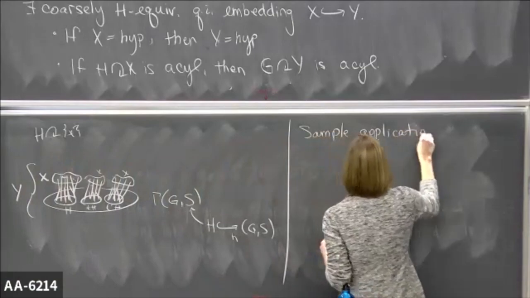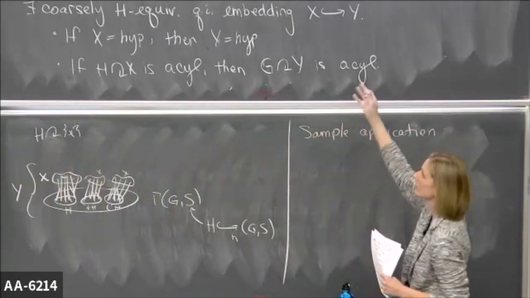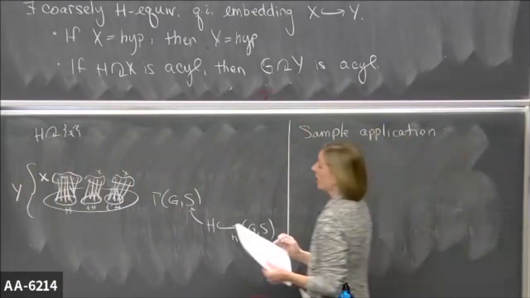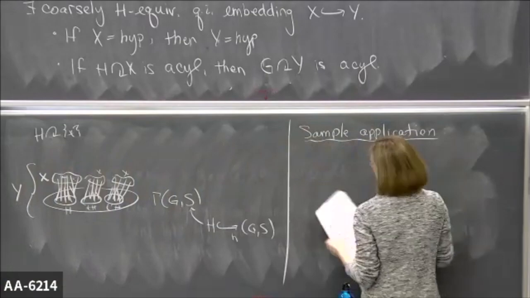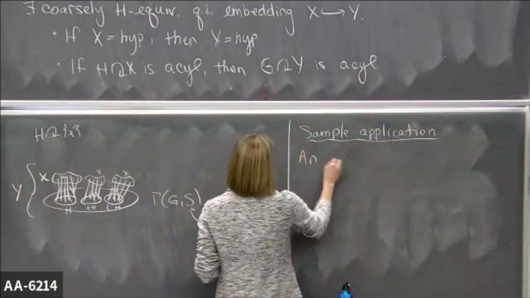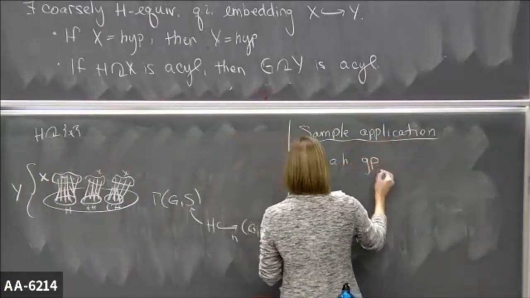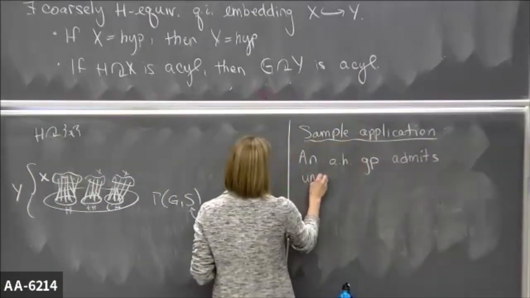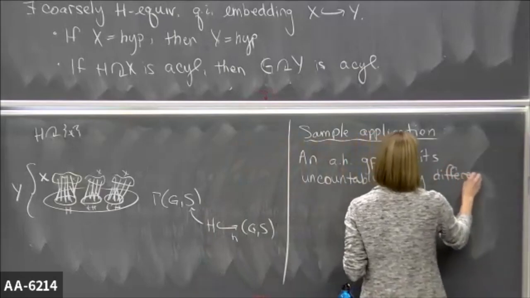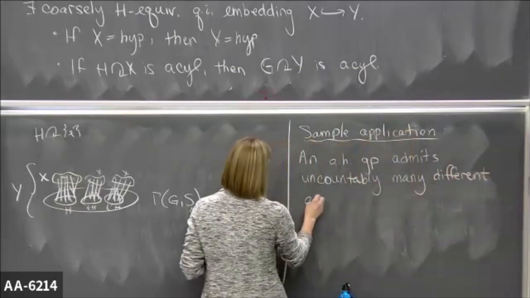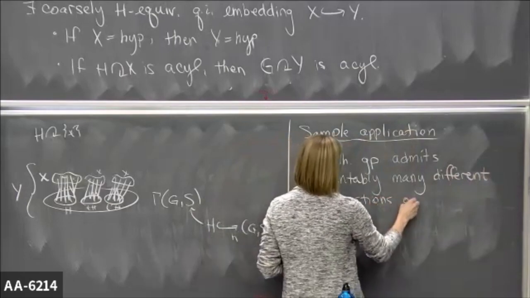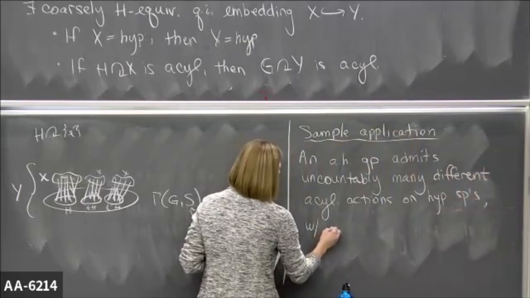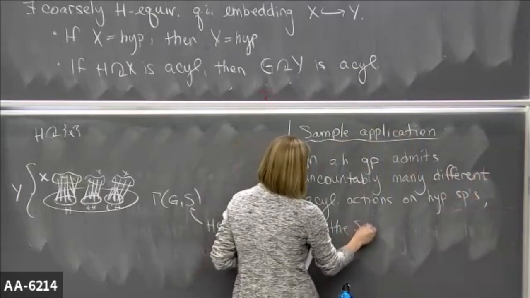So just one quick thing that you can show: if you know that you can extend actions from hyperbolically embedded subgroups to the group, you can show that an acylindrically hyperbolic group admits uncountably many different acylindrical actions on hyperbolic spaces. And all of those uncountably many actions have the same set of loxodromic isometries.